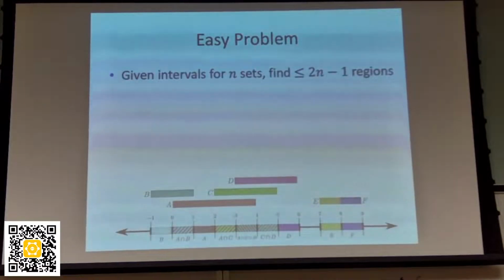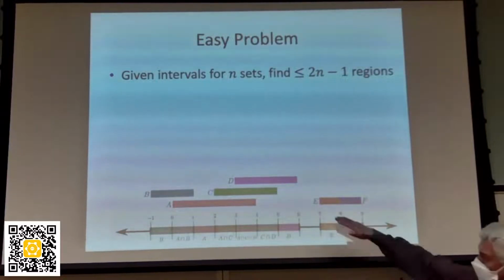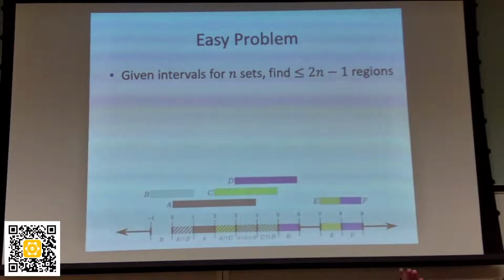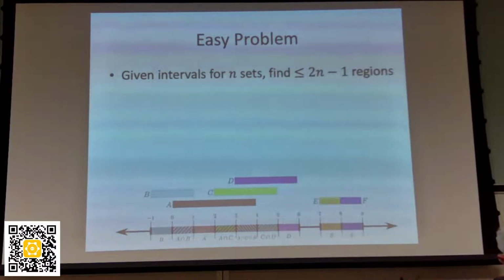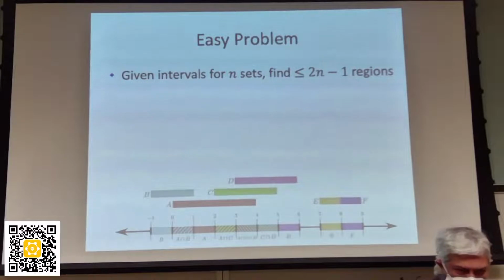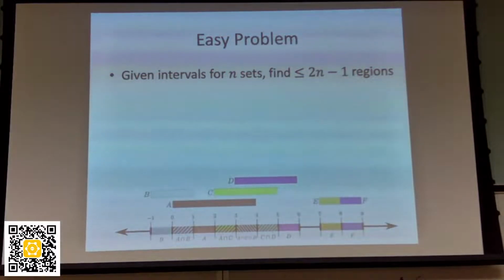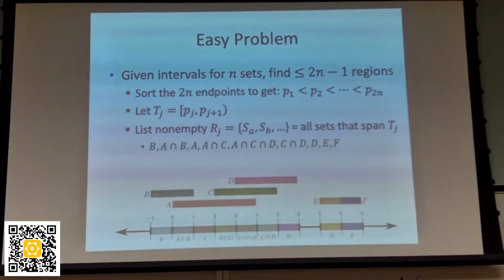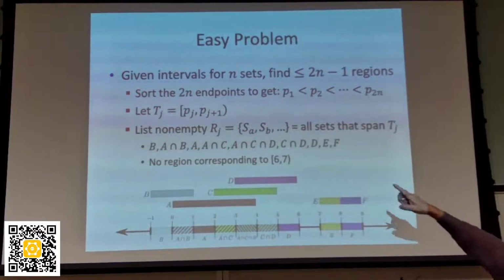So as I said before, the easy problem is if I'm given the sets, meaning the intervals, I can find the regions. If I'm given this, I can find this. That's easy because all I have to do is sort the endpoints, map it down, and then figure out what intersects what, right? So the hard part is the other way around. This tells you how you're going to do the easy problem.